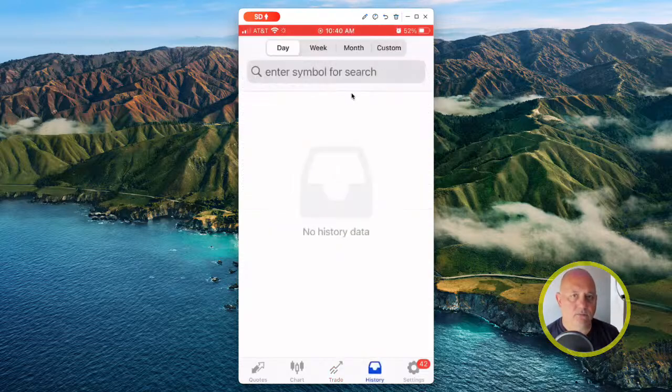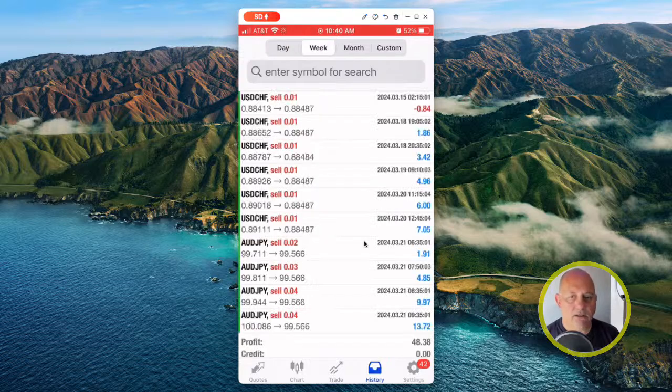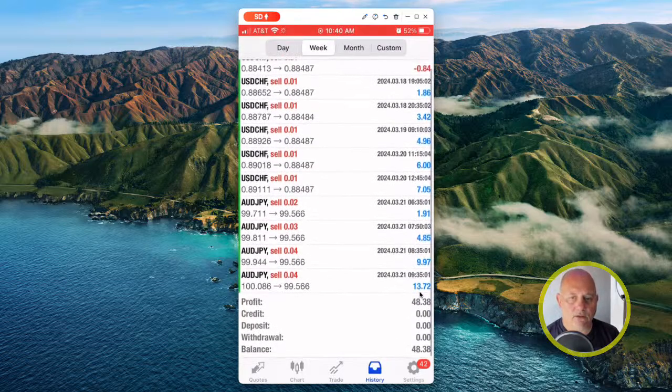If I come to nothing closed for the day, but for the week, $48.38. Feels good. It's all automated, right? It's all automated. I'm completely happy with that. I show you guys a subset of all the accounts that I have. I'm not going to show you all my hedge fund and prop firm and all these different things that I'm trading for myself and other people.